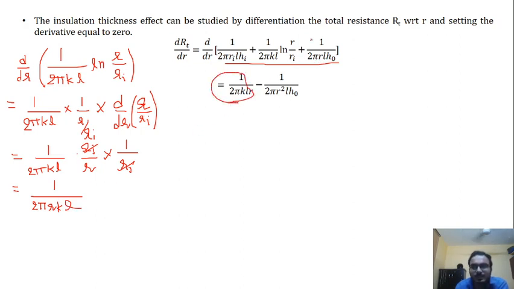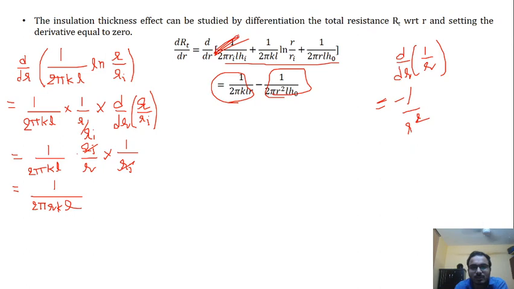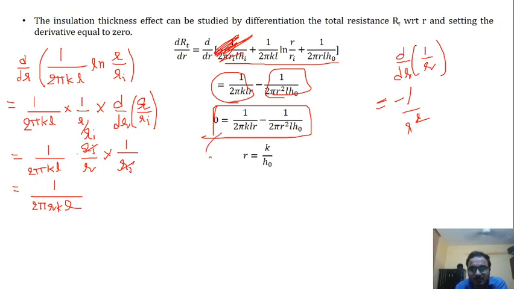And for the third term, it is actually differentiation of 1 upon r only. That's why it is minus 1 upon r square, and the remaining terms are as they are in this equation. The first term is independent of r, so this will not come. Okay. So here then we are equating it to 0. So finally simplification of this formula gives us the value of r to be equal to k upon ho.